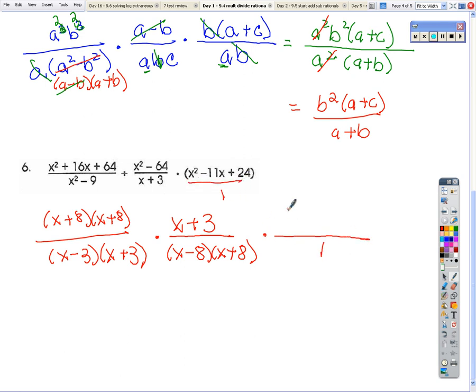So what multiplies to 24 that adds to negative 11? We're going to do negative 8 and negative 3. Those cancel. Those cancel. Those cancel. Those cancel. So our final answer is x plus 8.